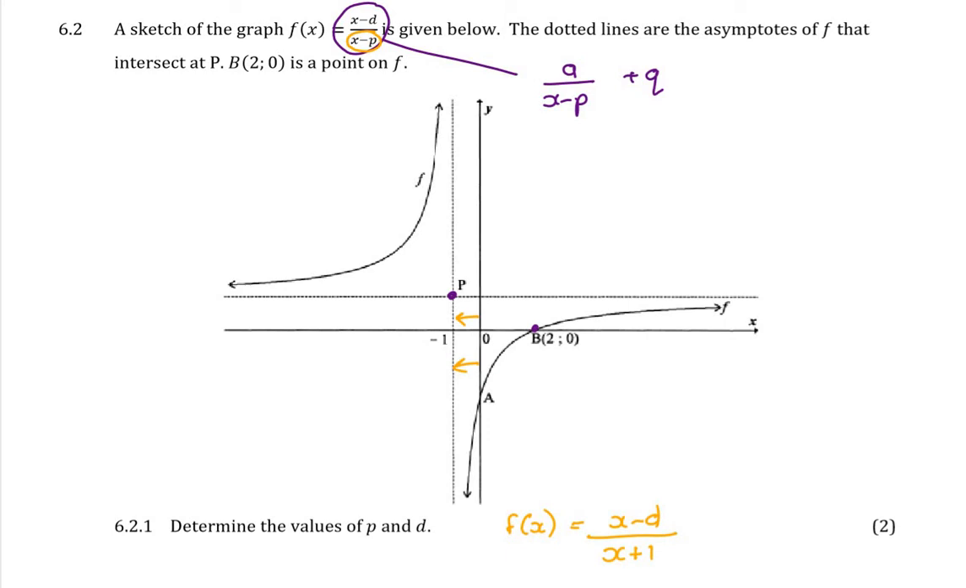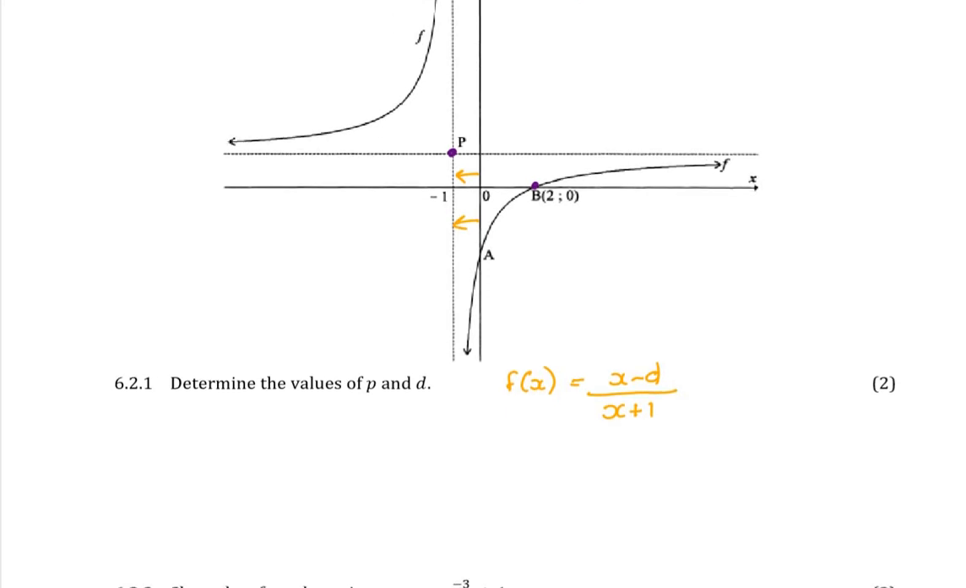Now that means that I can tell you what p is, because this denominator actually represented x minus p. This represented x minus p. So if you want it to simplify to x plus 1, what value for p must be there? -1 must be there, so that the minus and the minus will make the plus. So I know that p is equal to -1.